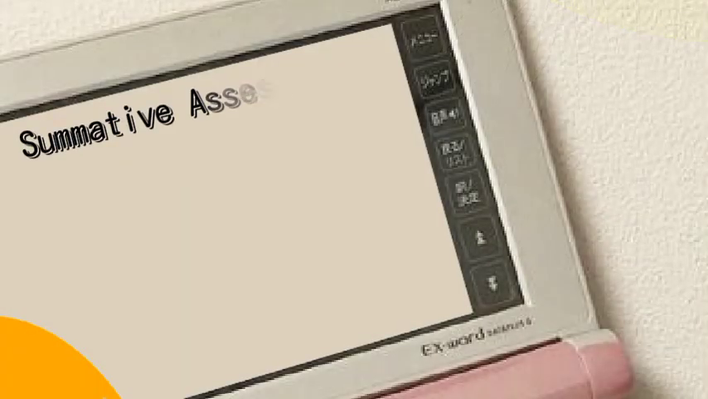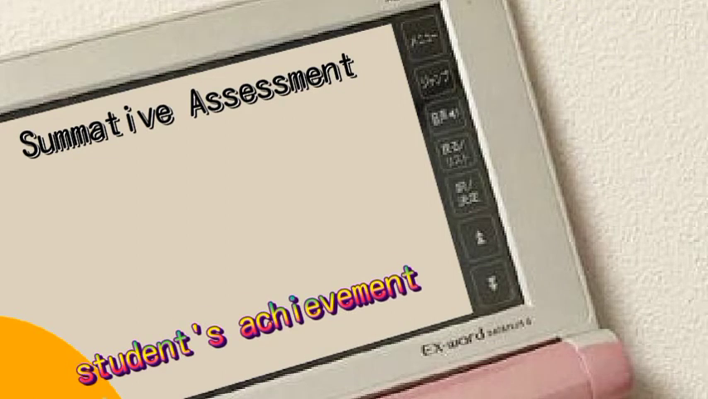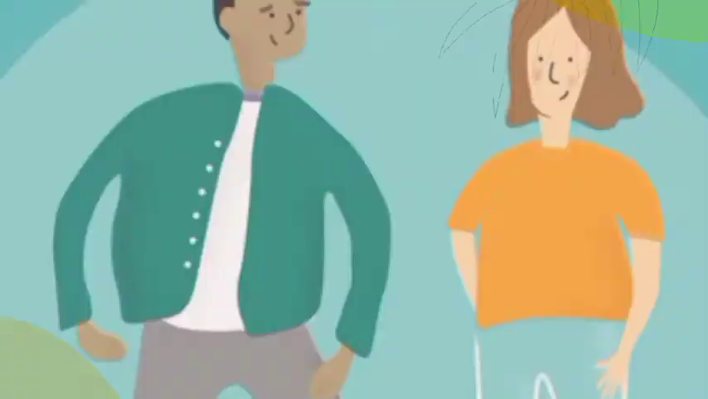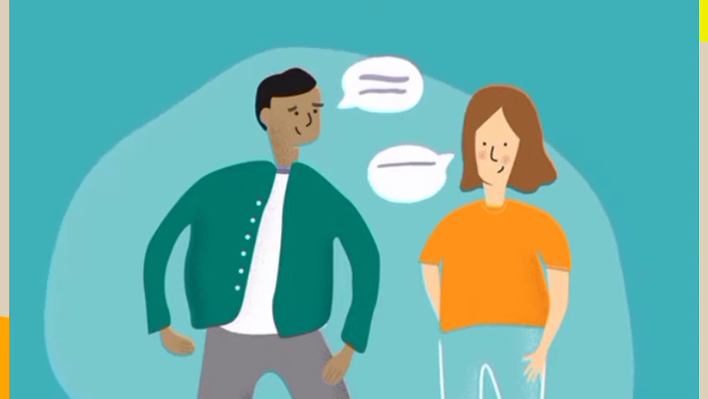The third type is summative assessment. It measures a student's achievement at the end of instruction. It's like talking to someone about a movie after the movie is over. So this is, I think, a common type of assessment because this is the most used type.